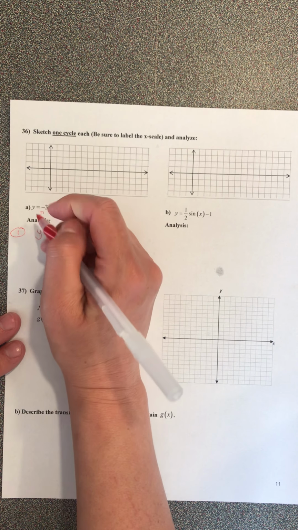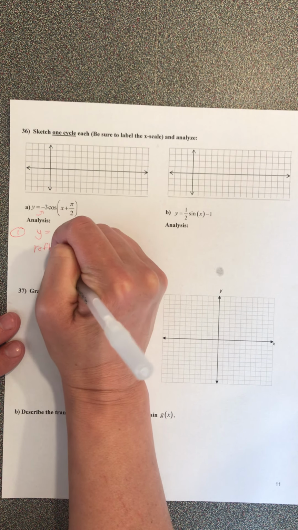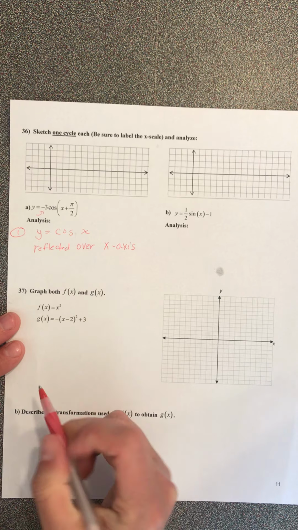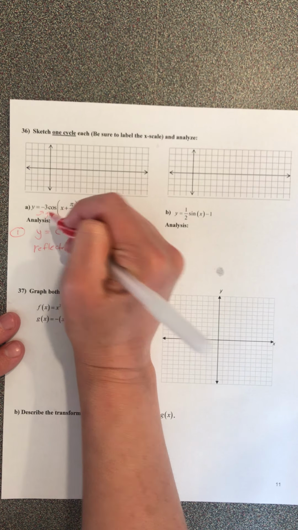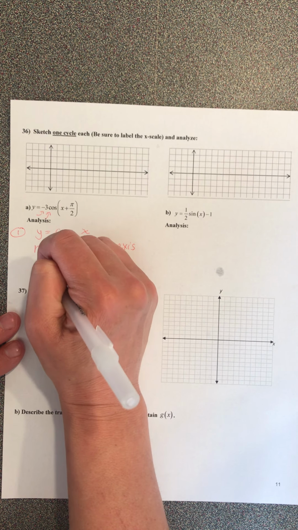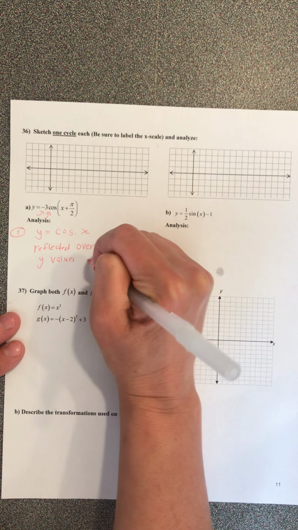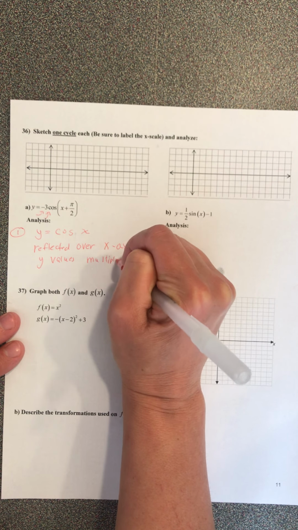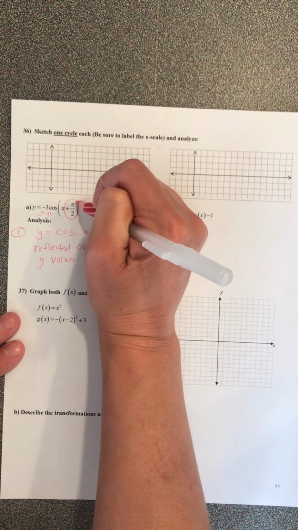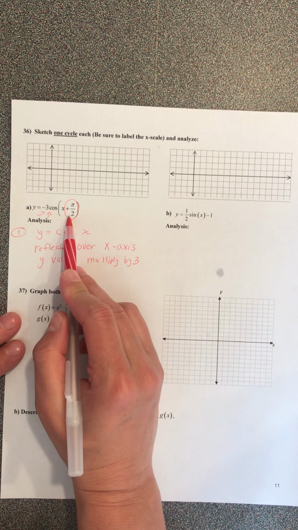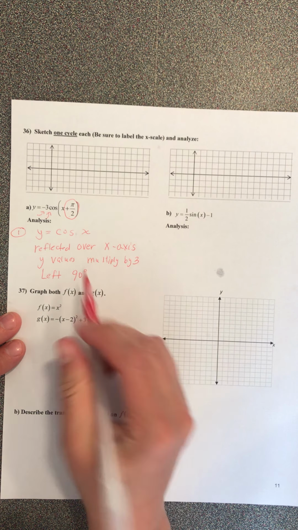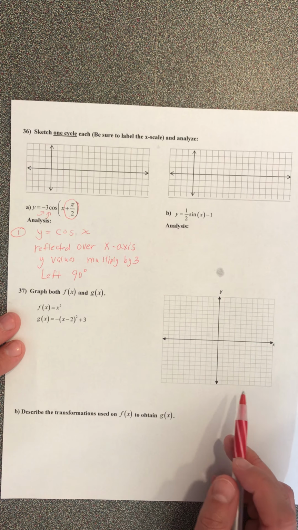You guys can see that it was reflected over the x axis. You guys can see right here that the y values were multiplied by 3. And then you can see this right here inside left or right. You guys can see that it was shifted left 90 degrees. Okay, that pi over 2 radian is 90 degrees.